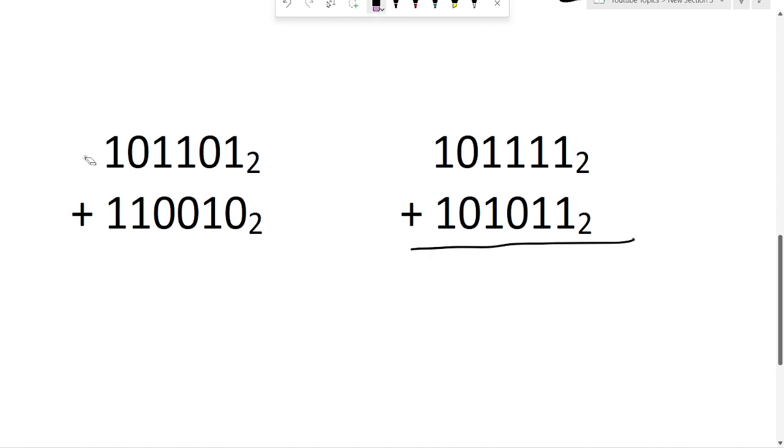Alright, so next up I have 101101 base 2 plus 11001 base 2.